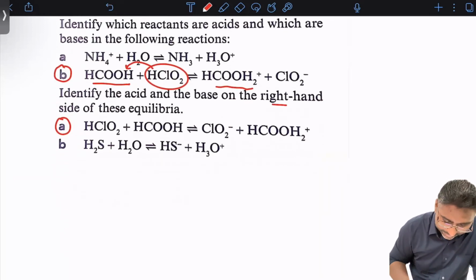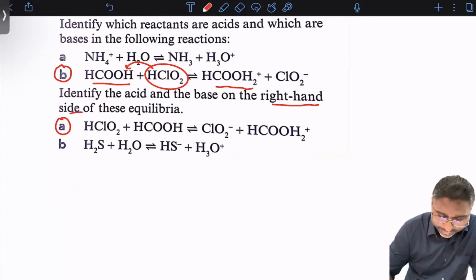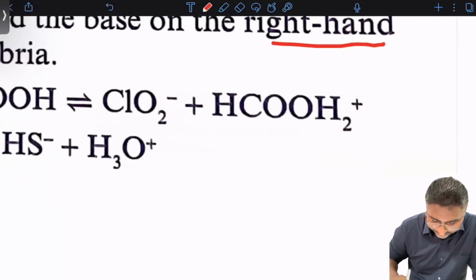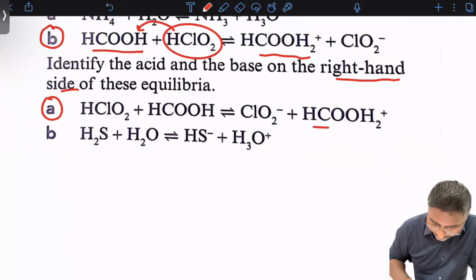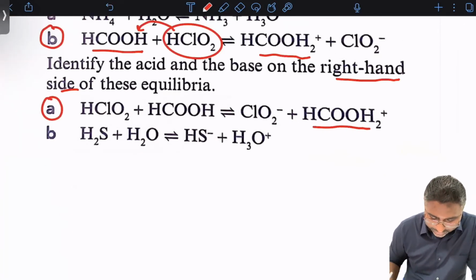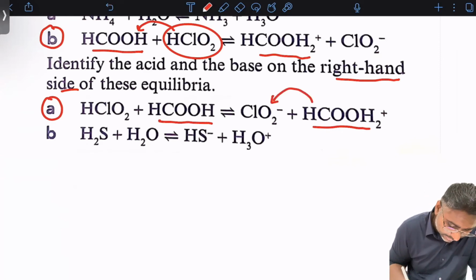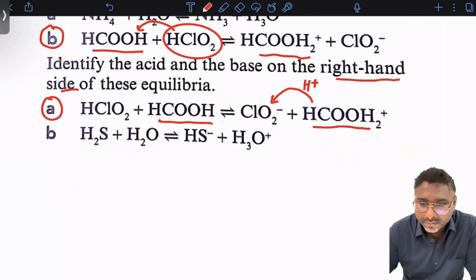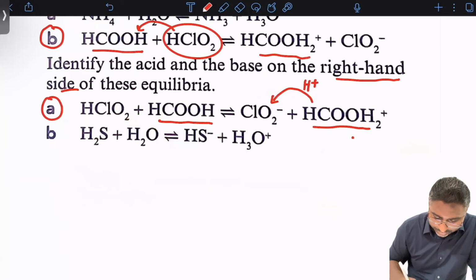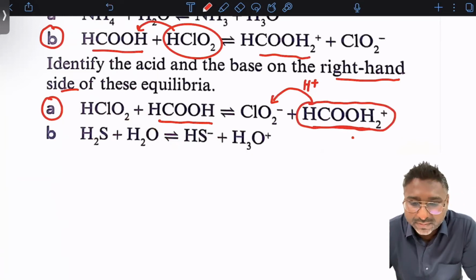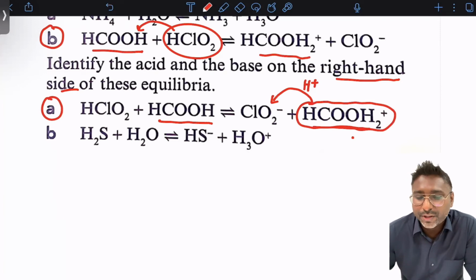They say identify the right hand side. So, the conjugate. Let's actually look at the right hand side. You see here, they suddenly lose the H plus. So it means that they are losing the H plus, they are donating H plus. So this is a proton donor. So I want to look at the proton donor. So this one is the acid, or the conjugate acid actually.